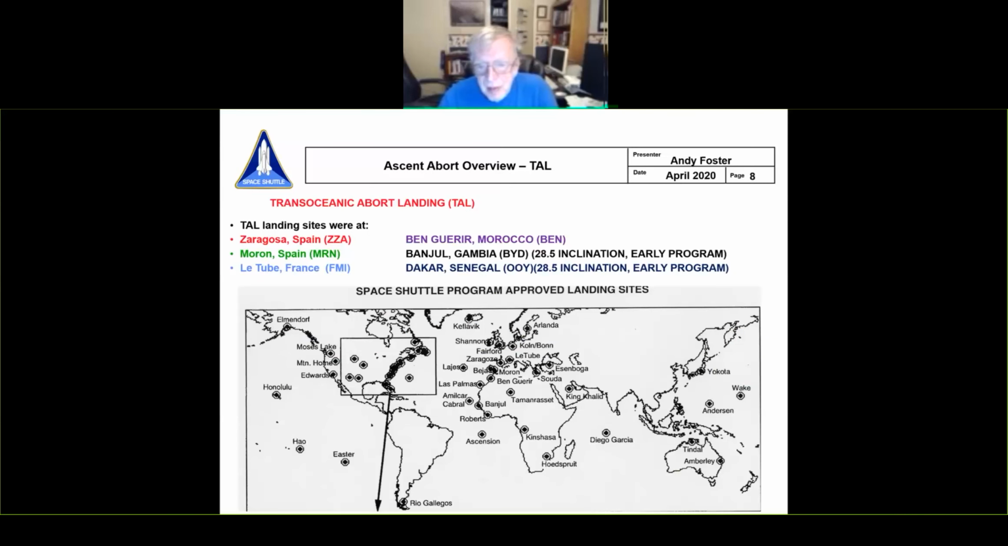So I showed you this. These are all the different TAL contingency sites around the world, landing sites that we had. And the ones that we used primarily for TAL were Zaragoza, Benguerir, and Morón. This one is off a little bit. The red circle should be a little bit further northeast, but it's trying to show you Zaragoza. And then Morón, which was still in Spain, but a little further southwest. And then, of course, Benguerir, which was in northern Africa. Those 3 TAL sites we tended to use quite a bit for a lot of the program.